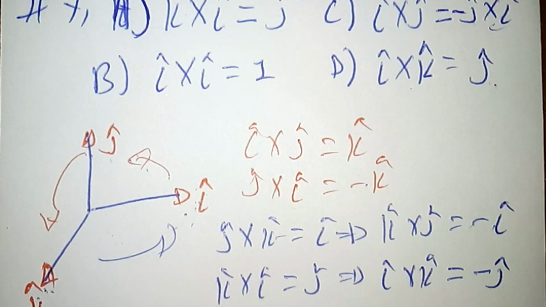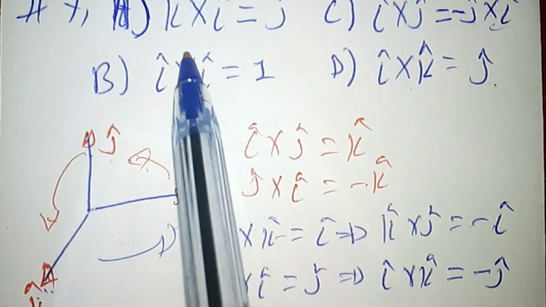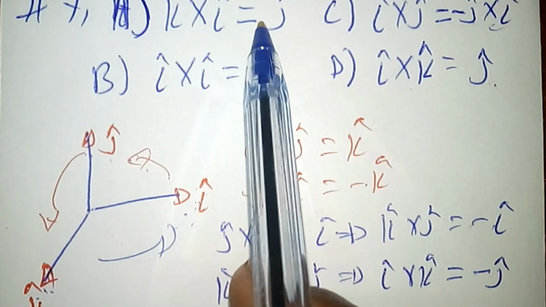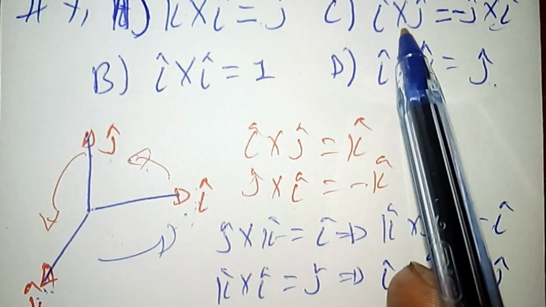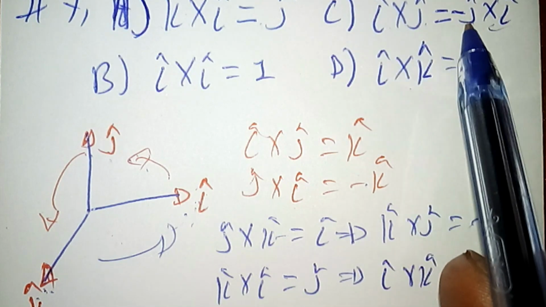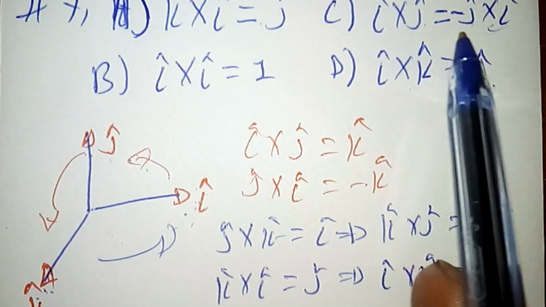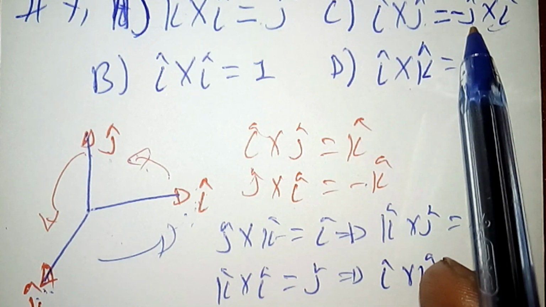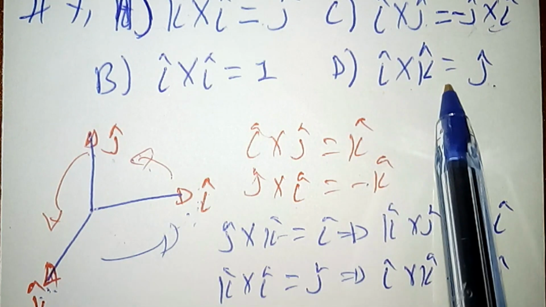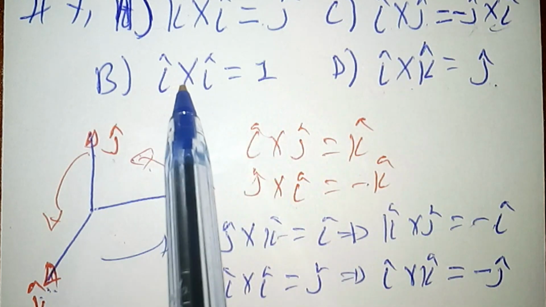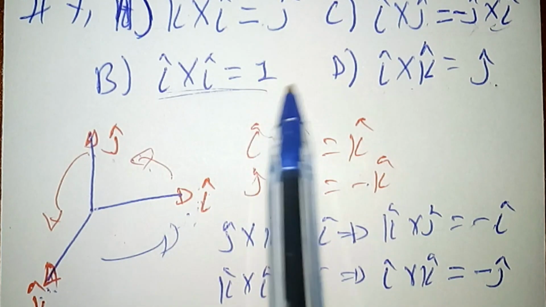So then we can see that k cross I is also j, it is correct, and I cross j is also minus of j cross I. The cross product of vectors is not commutative, so this is also I cross k is j, it is correct, but I cross I is 0, not 1.